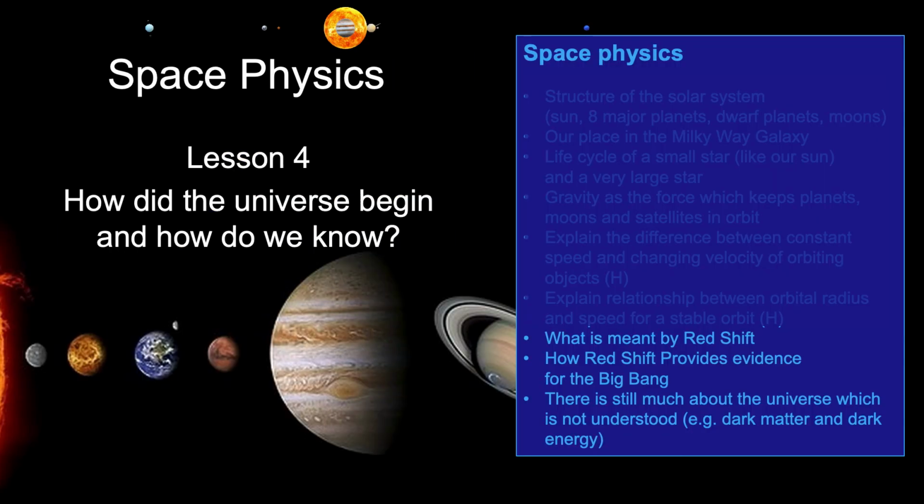So we've covered redshift, Big Bang, and the things in the universe that we haven't fully understood yet. In previous lessons we looked at orbits and satellites. In the lesson before that we looked at the life cycle of stars, and in the first lesson we looked at the structure of the solar system. So it's quite a small topic, it's quite an interesting one.